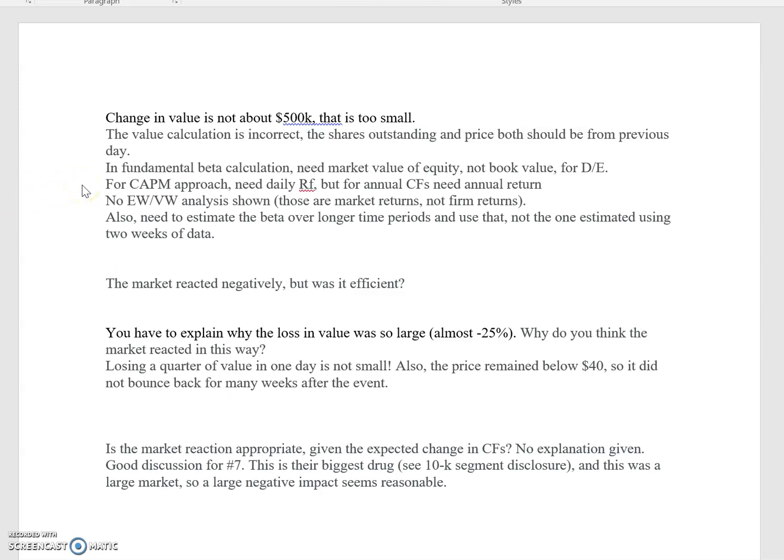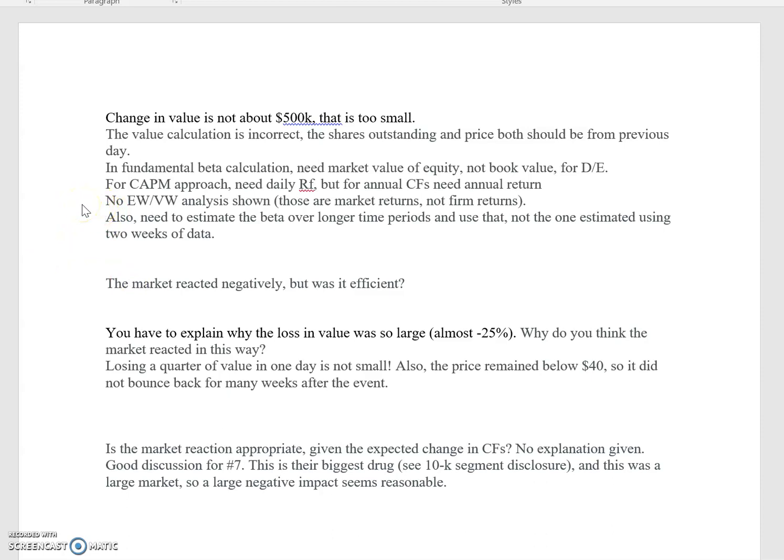Now in the CAPM approach, most students got this correct. I think there's just one group maybe which did not do this correctly. Because you're estimating the abnormal returns on a daily basis, you need the daily RF. However, in number 7, you're estimating the implied annual change in cash flow. So you need the annual rate of return, not the daily return. So keep that in mind. There were, I think, a couple of groups which made this error.